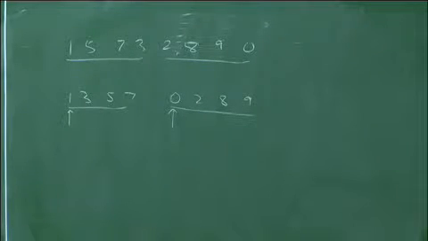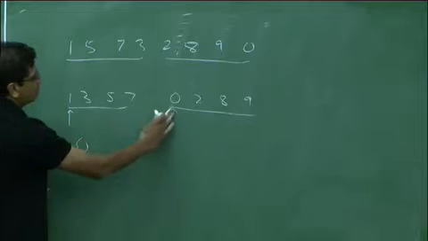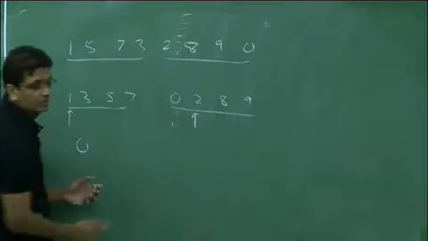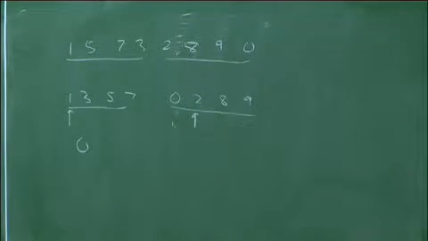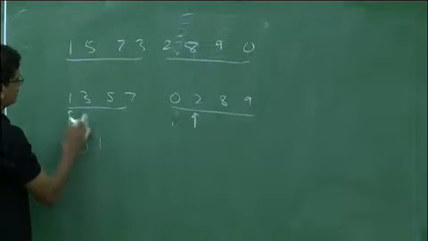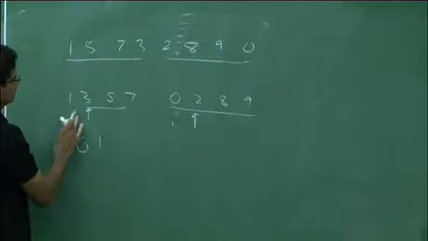I'll compare these two. Which is smaller, 0 or 1? 0, right? So I'll write out 0 and I'll move this pointer to this one. Now I'll compare 1 and 2. 1 is obviously smaller than 2. So I'll have 1 here and this will move to 3.